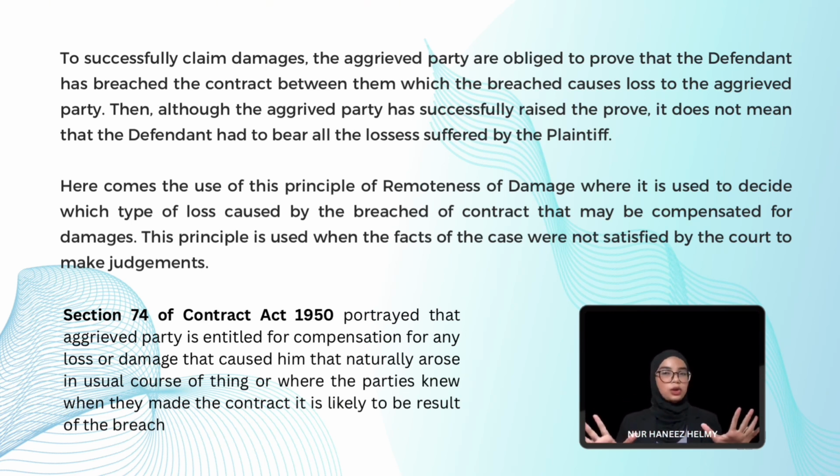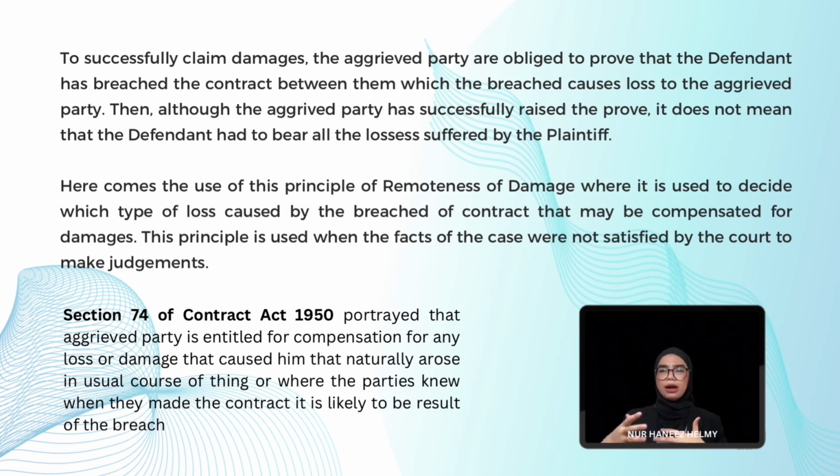However, the crucial part to note is that not all losses incurred by the plaintiff are automatically the responsibility of the defendant. As mentioned in Section 74 of the Contract Act 1950, where a contract has been broken, the party that suffers by the breach is entitled to receive compensation for the loss which naturally arose in the usual course, or which the parties knew when they made the contract to be likely to result from the breach. So, this section strengthens the use of the legal principle of remoteness, as the test of remoteness of damage is only used when the facts of the case are not satisfied by the court to make judgments.